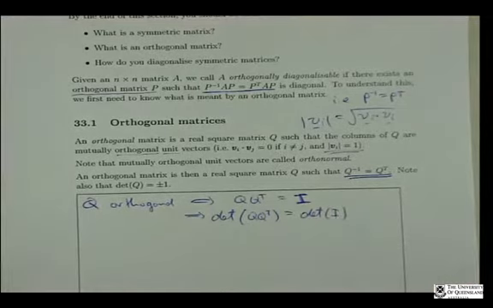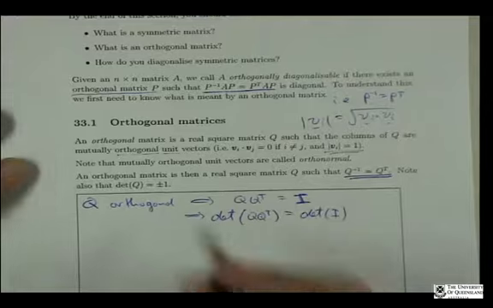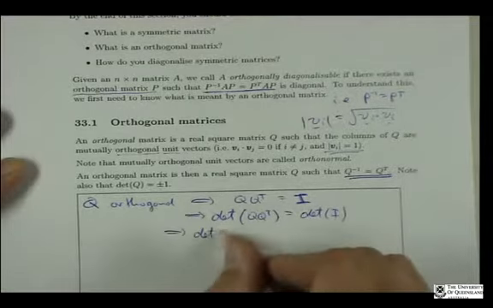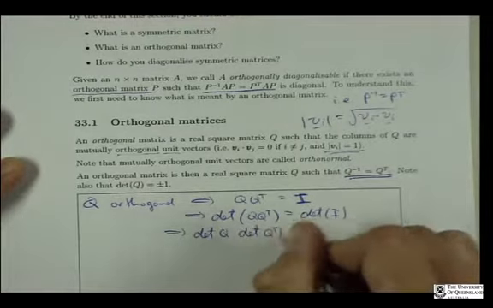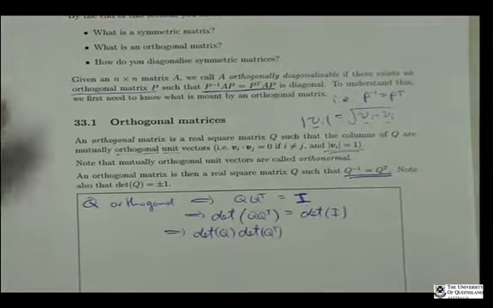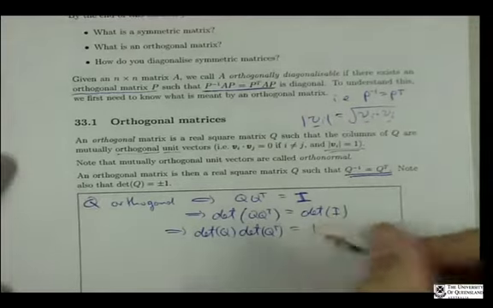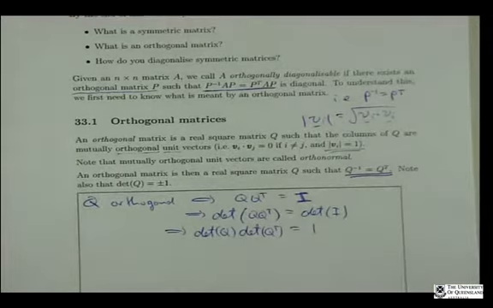On the left-hand side, I've got the determinant of a product. So this is just the determinant of Q multiplied by the determinant of Q transpose. And on the right-hand side, the determinant of the identity, so that's just equal to 1. Right? The identity is just the square matrix with 1s on the diagonals and 0s everywhere else, so its determinant will just be the product of the entries on the diagonal.